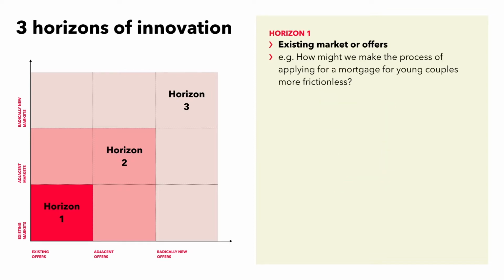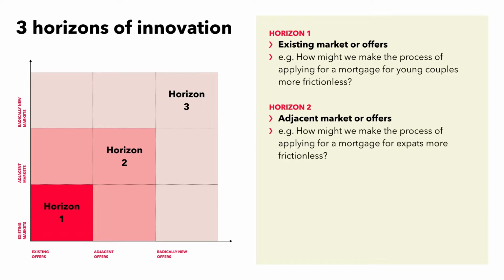Horizon 1 is defined as innovation focused on existing markets or existing offers. For example, a challenge here might be, how might we make the process of applying for a mortgage for young couples more frictionless? So you're already doing this, but how can you improve that process and make it more frictionless for that specific customer segment?